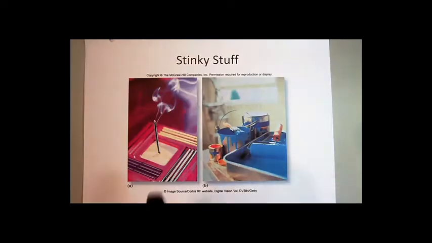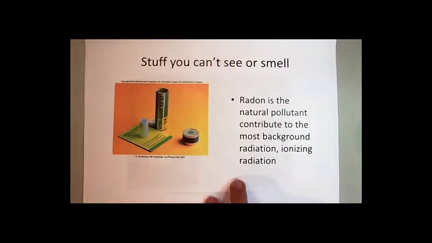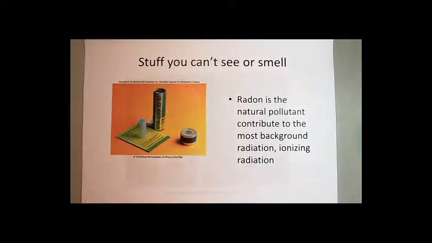So the stinky stuff you can sometimes see and always smell. There's also pollutants that you can't see or smell. And an example of one indoor pollutant, we mentioned this in Unit 1 when I was talking about natural radioactivity, but radon. Remember, radon is a decay product in the uranium decay series.